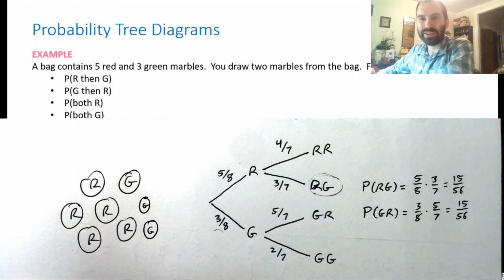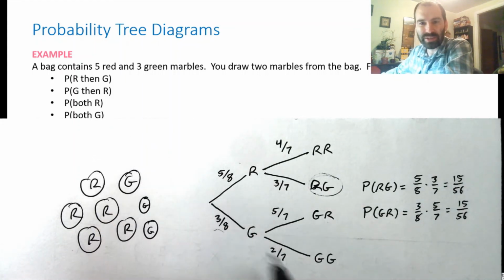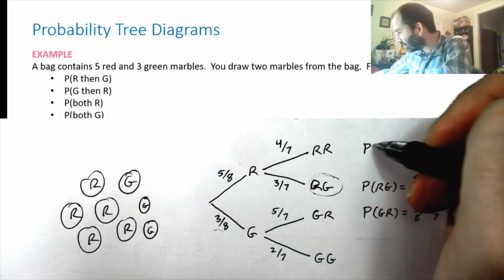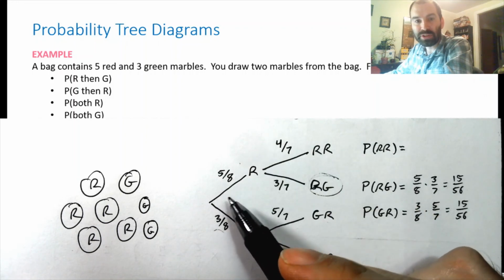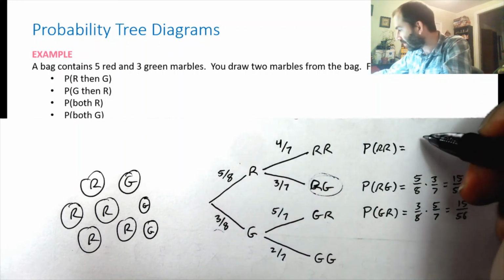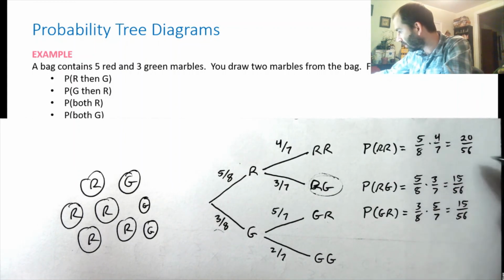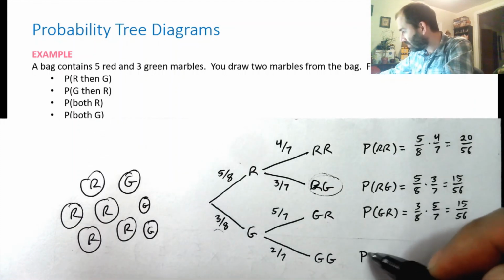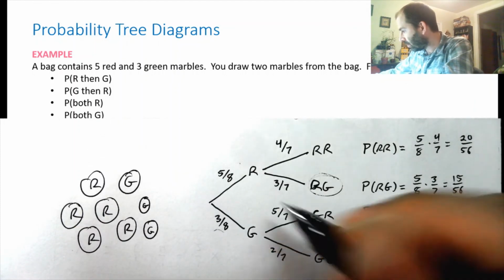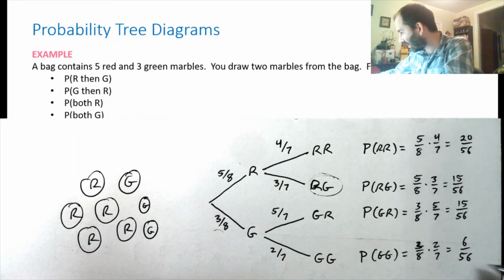And I'm going to come back because I see there's room for me now. Probability of both reds. Well, I multiply the probabilities along the branches. 5/8 times 4/7 is 20/56. And what about probability of both green? Probability of green, green. Well, that's 3/8 times 2/7, which is 6/56.